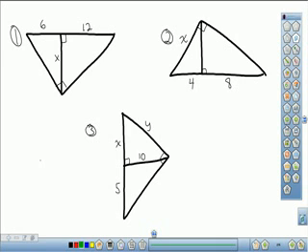Yeah. 6, x, what's that? 30. 30. Thank you very much. So 6, x, 30. Add those together.